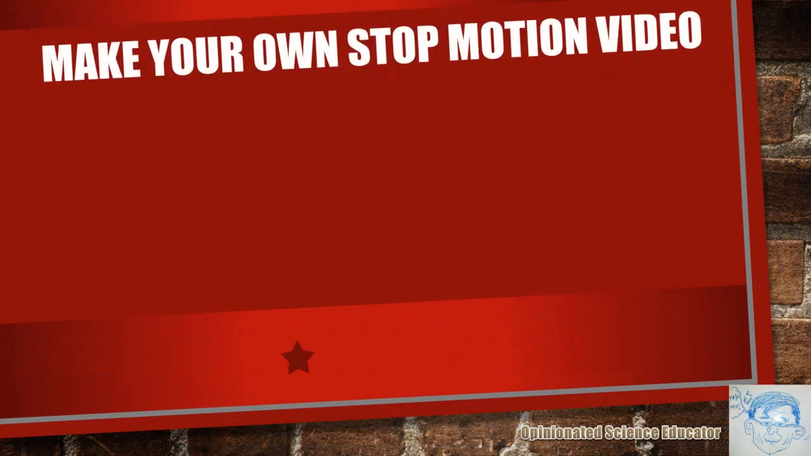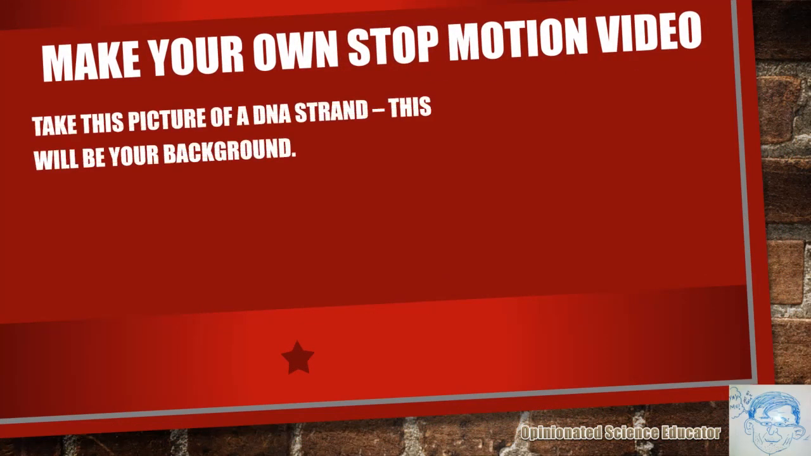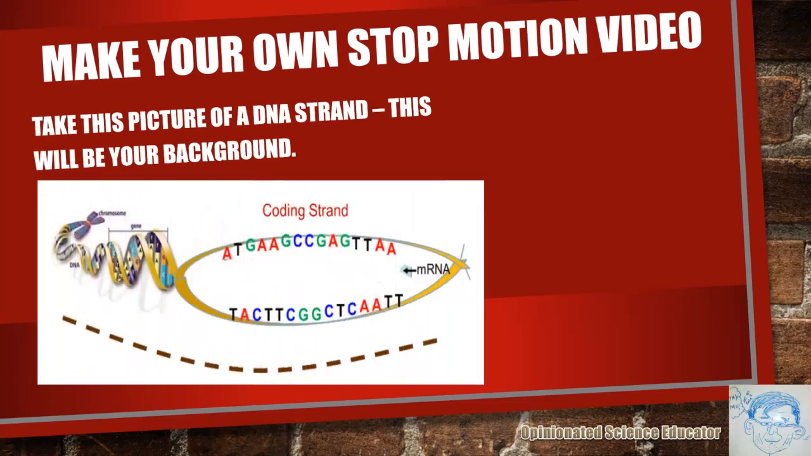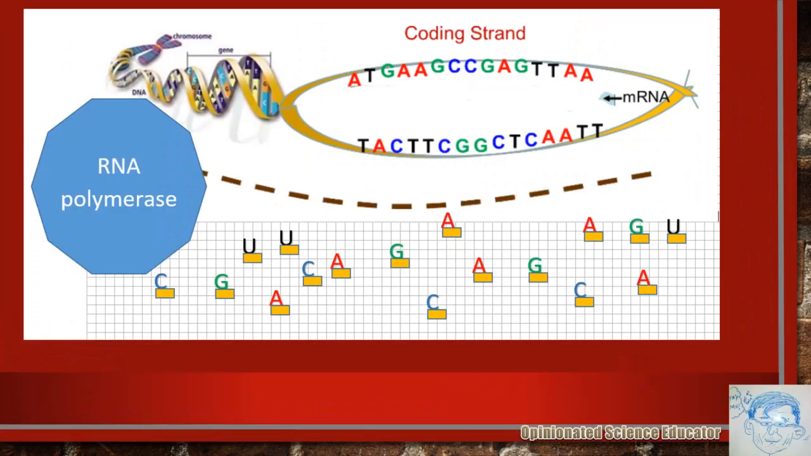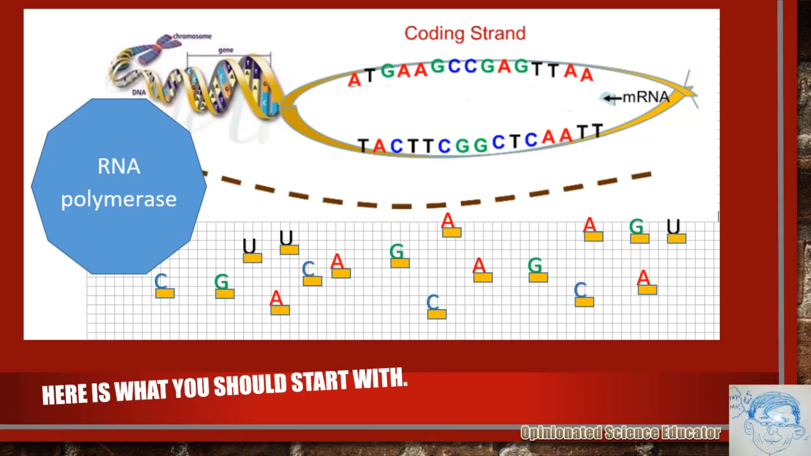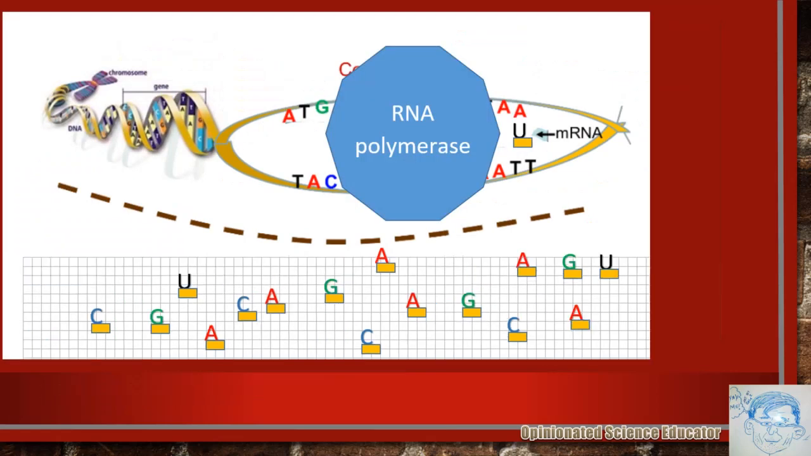Now, I will briefly go through with you how to make your own stop motion video. Firstly, take this picture of the DNA strand. This will serve as your background for transcription. Prepare by writing out U, A, C, and G on pieces of paper and make a few of them. Rearrange these randomly around the picture and then draw an enzyme on a separate sheet of paper. So this is what you should have at the start. Now, step one. Take a photograph of what you have there.